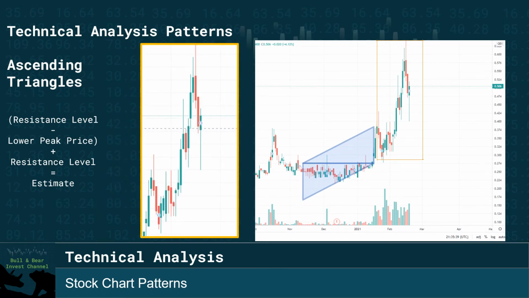This triangle is formed over a shorter period of time in February. Similarly to before, mark your resistance line with the upward trend line, spin your triangle 180 degrees, and there's your estimate, almost lining up perfectly once again to the closing price following the breakout.